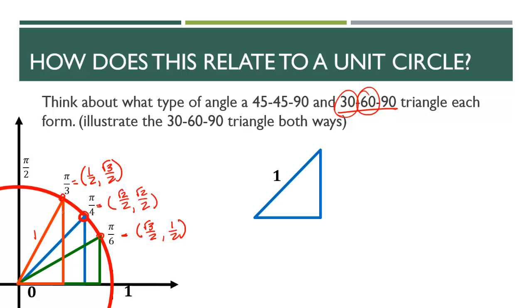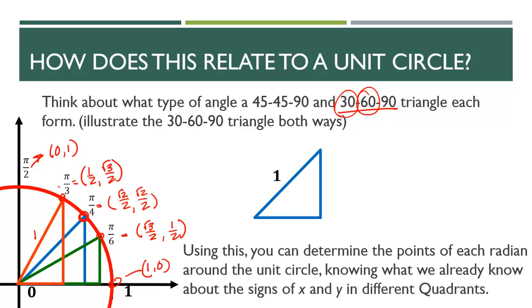Because now that's opposite the 60 and the 30 is up here. So you switch it around and you're good. Alright? And obviously you know these points. You know that this one's at 0, 1. You know that this one's at 1, 0. Now hopefully you can figure out the rest of the unit circle based on this.